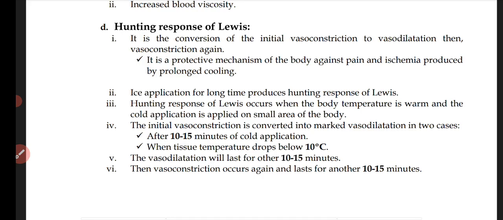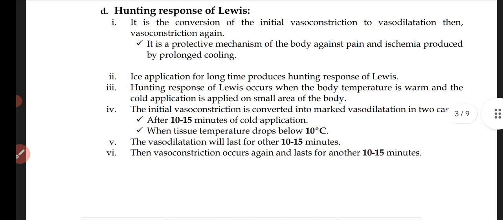You can add some points from the previous one. The ice application for a long time produces a Hunting response of Lewis. Hunting response of Lewis occurs when the body temperature is warm, and the cold application is applied to a small area of the body. Okay, the initial vasoconstriction is converted into a marked vasodilatation after 10 to 15 minutes of cold application.